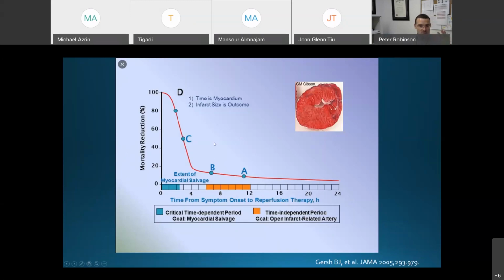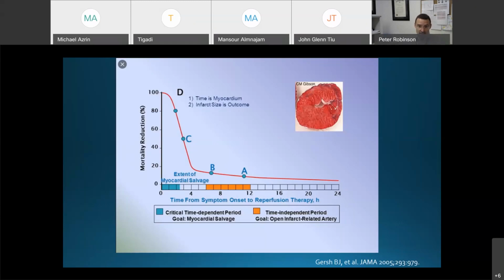And so, this comes up a lot. Somebody comes in with 24 hours of ongoing symptoms, and that's important, not just stuttering, intermittent symptoms, ongoing symptoms, and they have ST elevation. You're operating on this curve, guys. You're not changing their mortality at all by reperfusing them. Let me say that again. You're not reducing their mortality at all by reperfusing them.